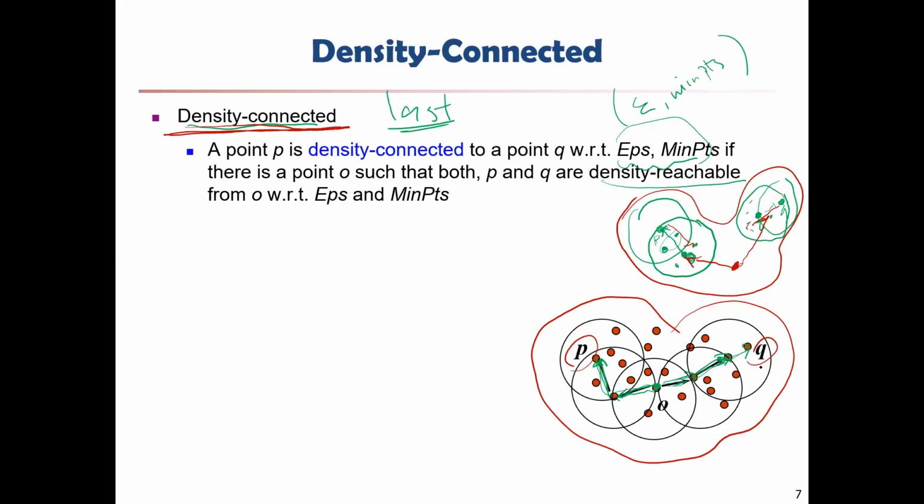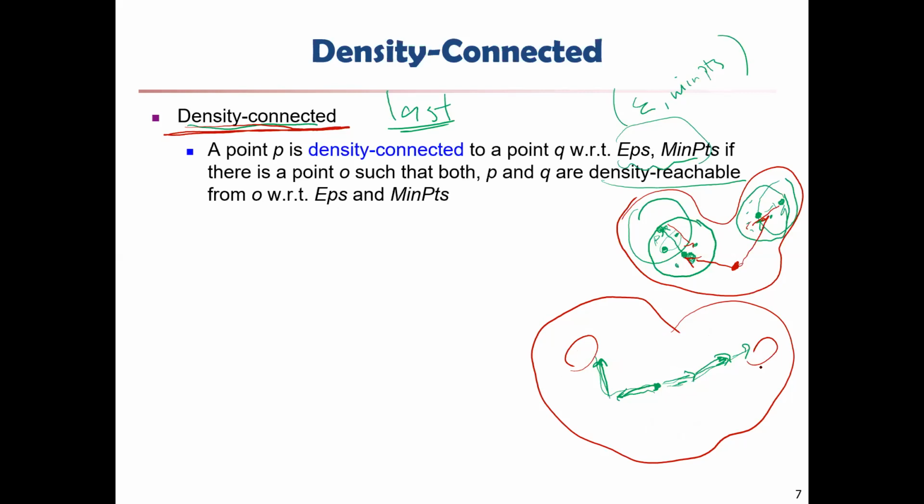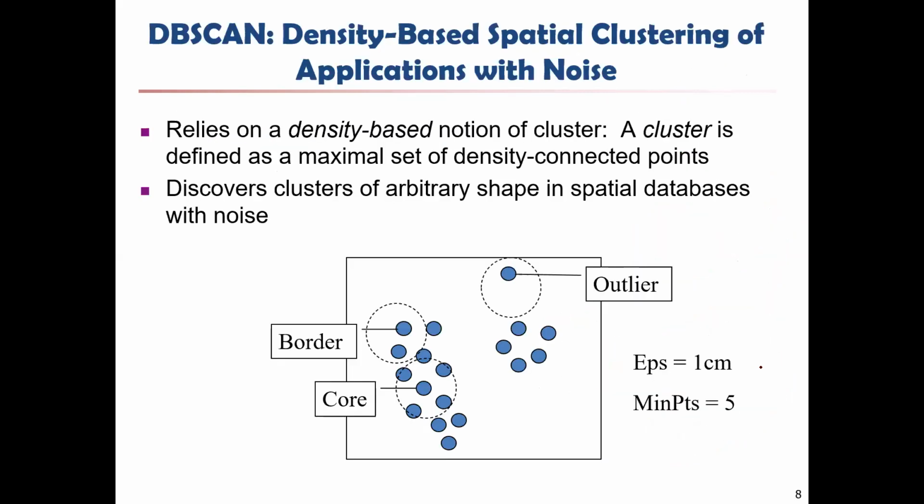Again, I'm going to use this concept when I want to merge my clusters, when I want to merge my data points so that I can get bigger clusters. Let's continue with the discussion on DBScan, and we are going to give the algorithm shortly in the next slide. It relies on a density-based notion of cluster, and the definition of a cluster is the maximal set of density connected points. I hope it makes more sense now.